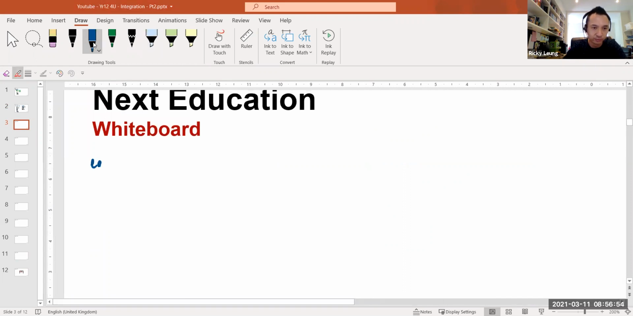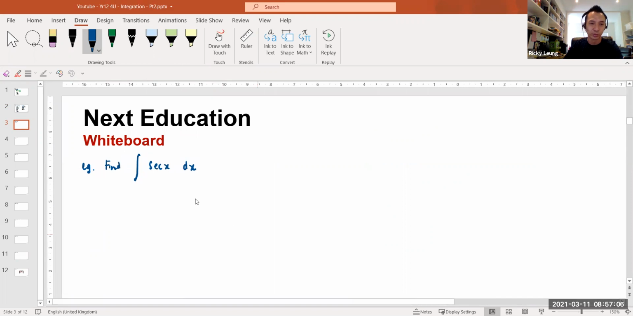So example, find the integral of sec x dx, right? This is amazing, guys. This is amazing. If there's one question to showcase technique, this would be it, because there's a nice little hack behind it.